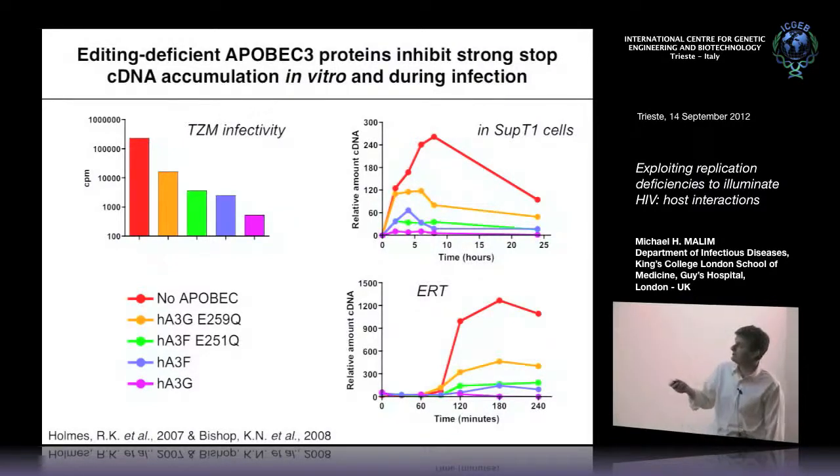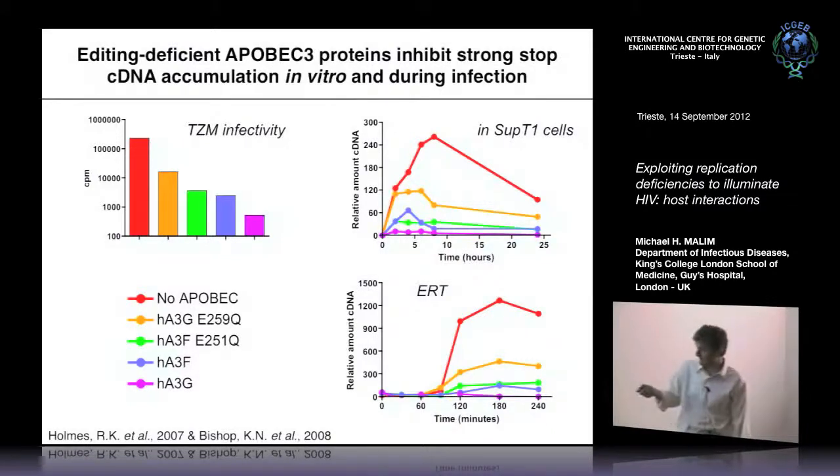If you look at the accumulation of viral DNAs in target cells, you see the same rank order of inhibition of viral DNA accumulation as you see of inhibition of infectivity. And the same is also true if you look at reverse transcription in vitro using isolated virus particles. So wild-type ApoBec3G is a very potent inhibitor in the accumulation of reverse transcripts. But yet these mutated proteins here also are able to pretty well inhibit viral DNA accumulation.